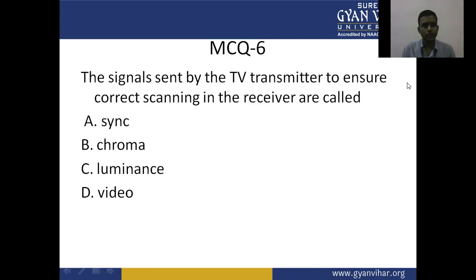Number 6, the signals sent by the TV transmitter to ensure correct scanning in the receiver are called A, sync; B, chroma; C, luminance; D, video.